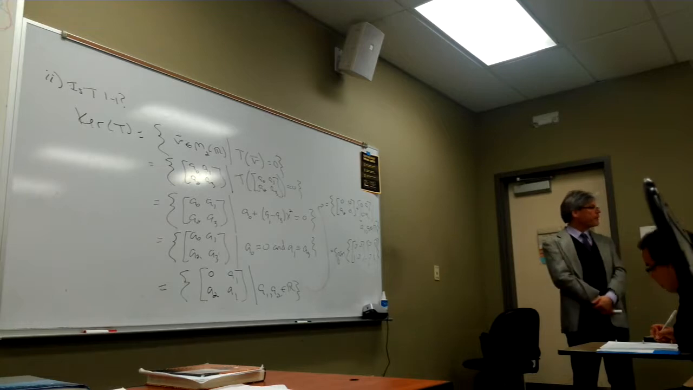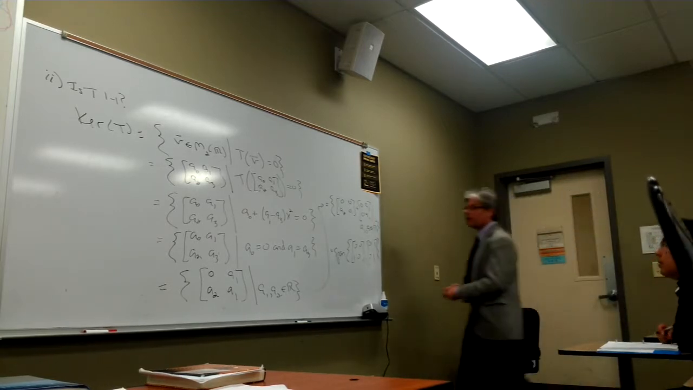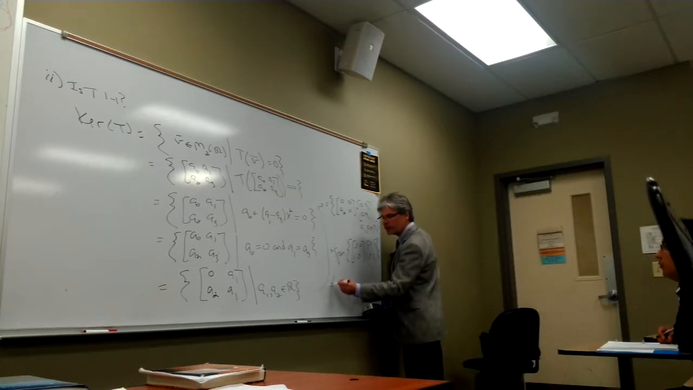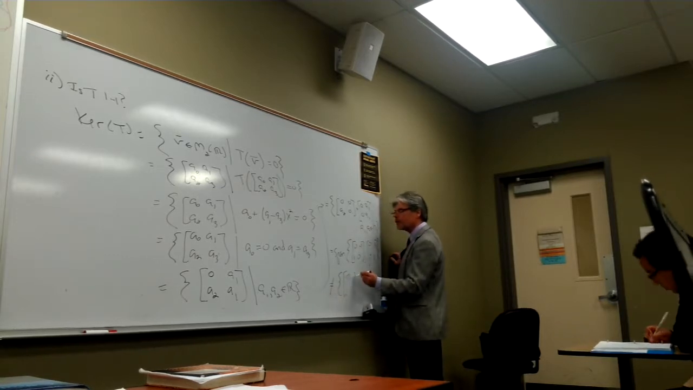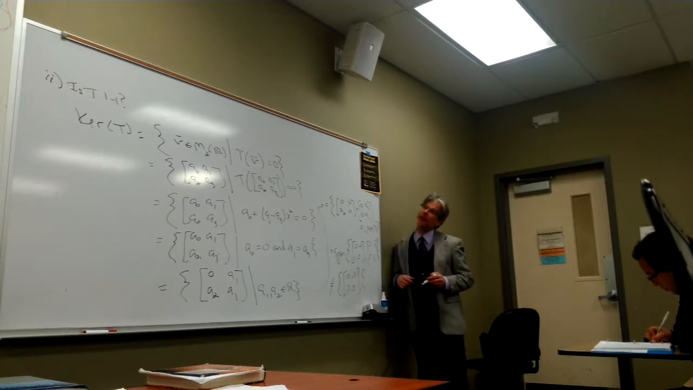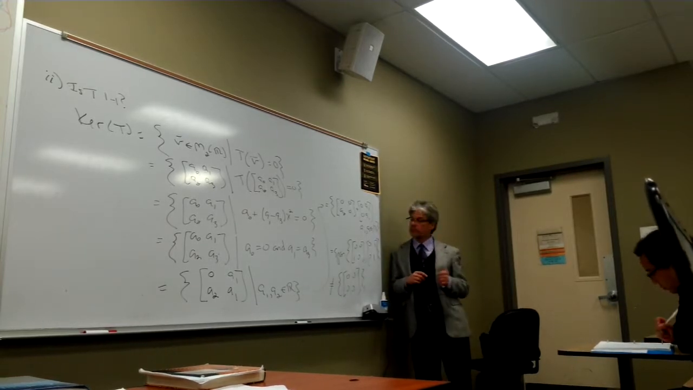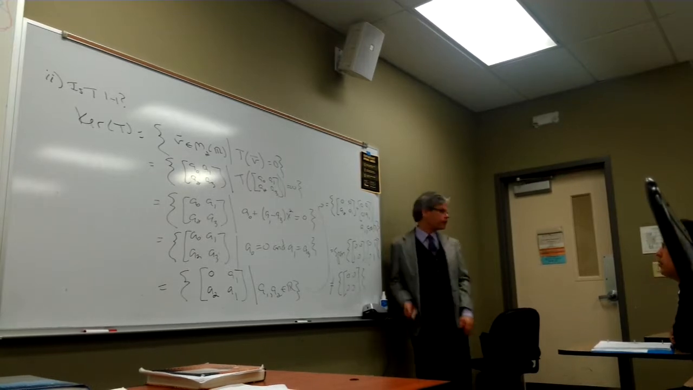I think there's this note. Do you mind if I stop writing? Because the kernel is not equal to the singleton set that contains a 0 in the first vector space, then I'll proclaim that the transformation is not 1-to-1.